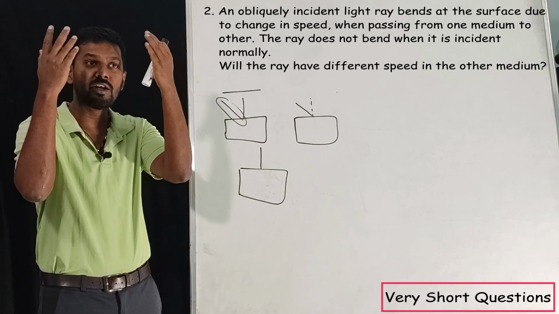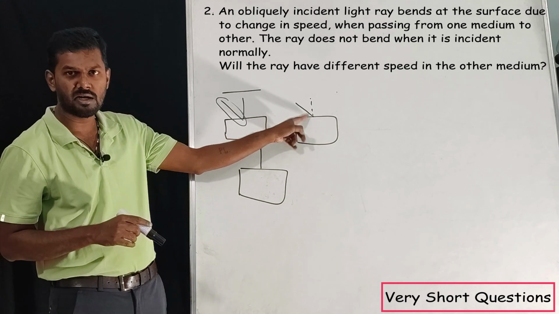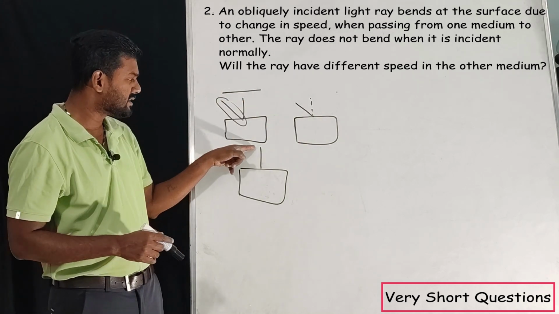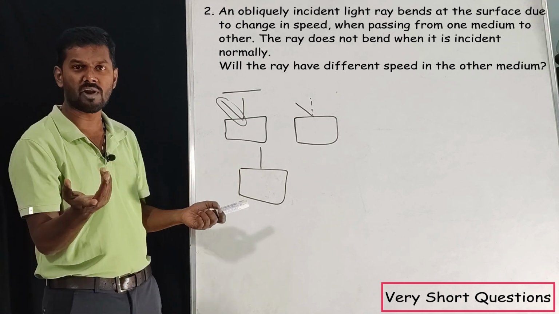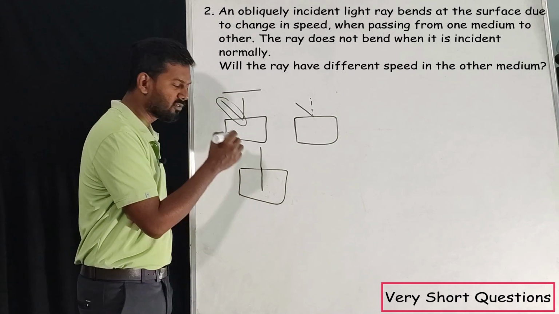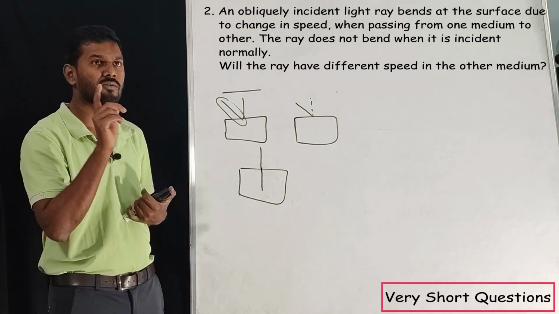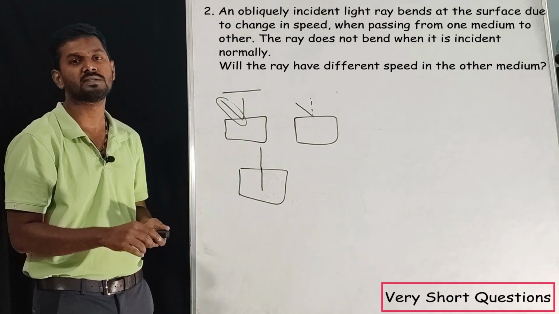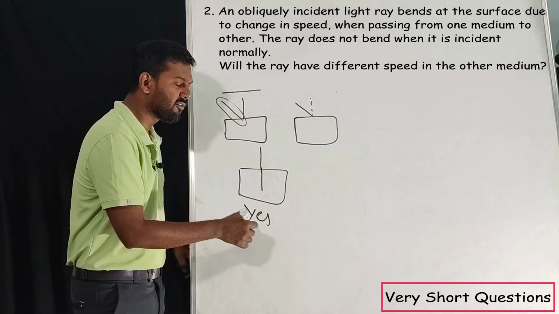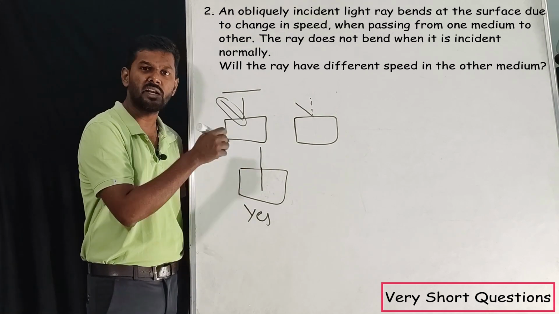This is how you need to understand the question. In the first case, it is obliquely incident, so the speed of light will change. Now it is incident normally. Now there is no refraction, correct? Because the angle of incidence is 0, the angle of refraction will also be 0. It passes straight. They are asking, will the speed of light change? The answer is yes. The speed of light changes even though the light is incident normally.